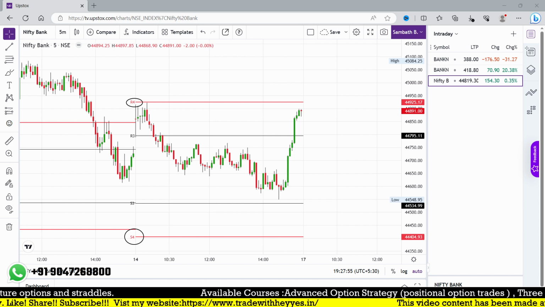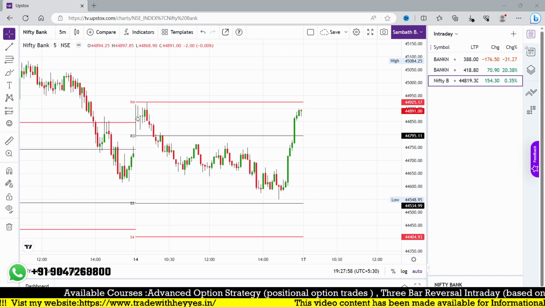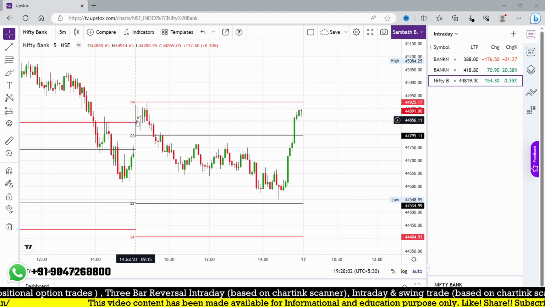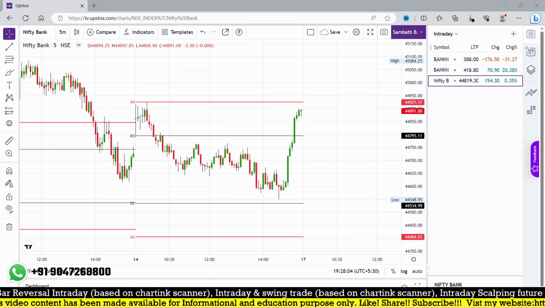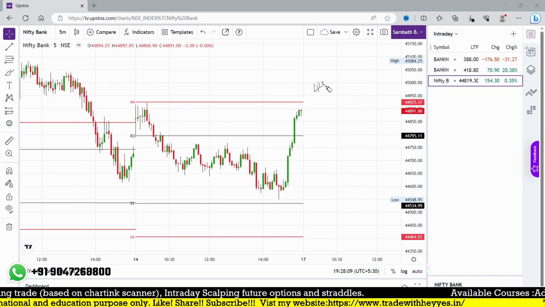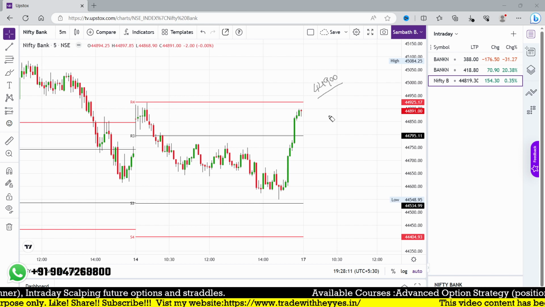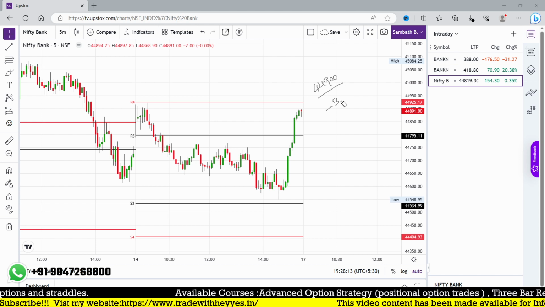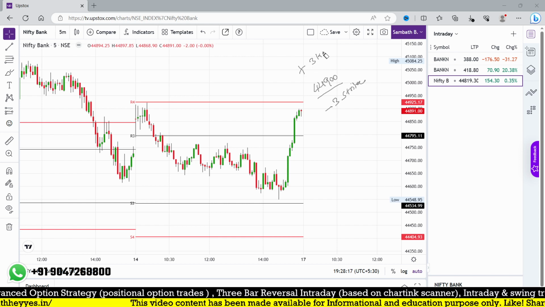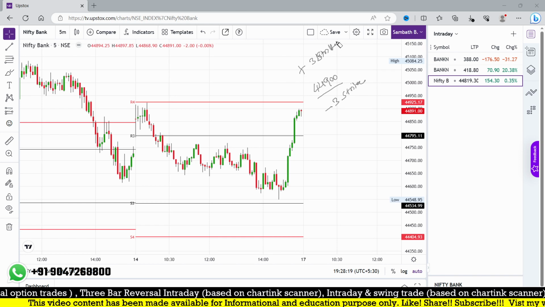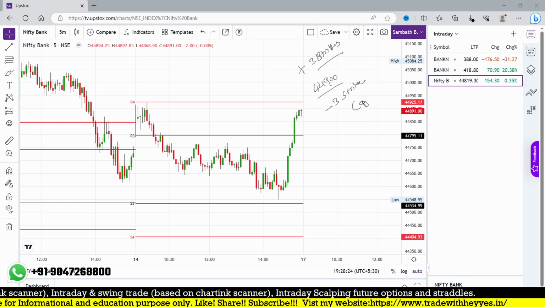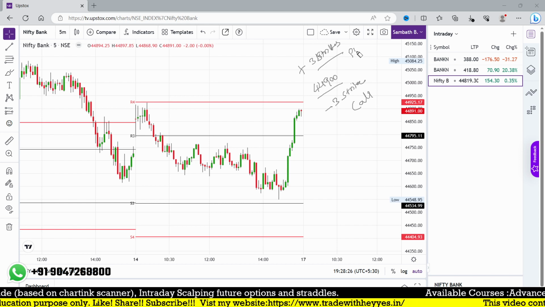And how am I going to select a strike price? You have to take the opening price. Today's open price on Bank Nifty is around 44,860, so near 44,900. Around 44,900, we take minus 3 strikes and plus 3 strikes. It's a simple concept to find a strike price: minus 3 for the call option, plus 3 for the put option.